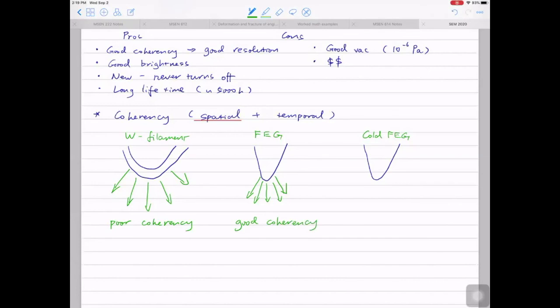In the cold FEG, there's not much heat going on. What you're solely relying on or largely relying on is the electric field. The electric field concentrates at the very apex of the tip. So this one gives you excellent coherency.